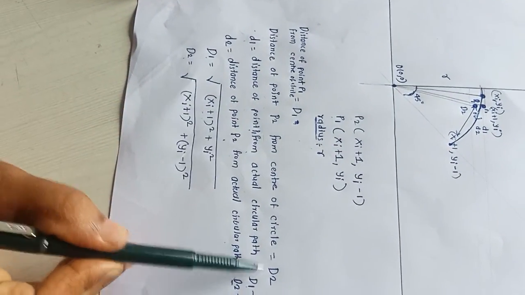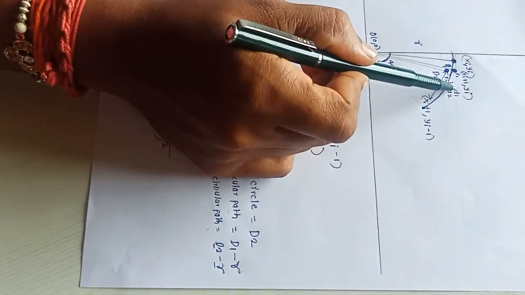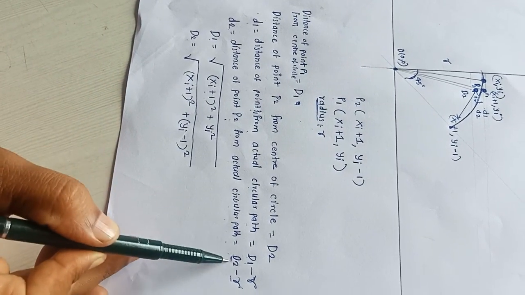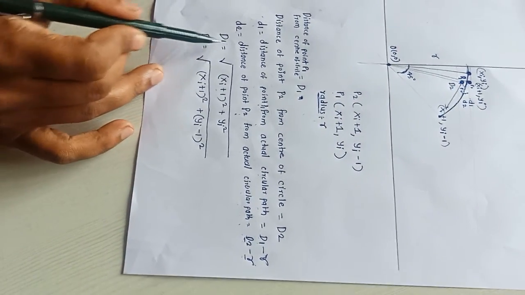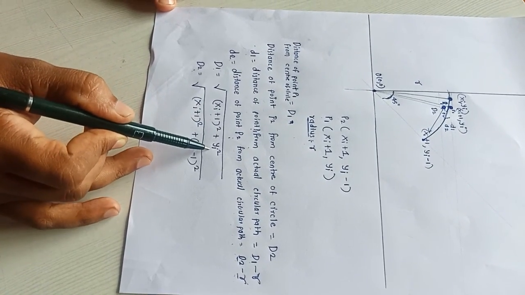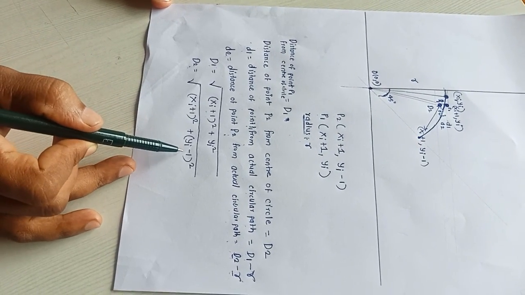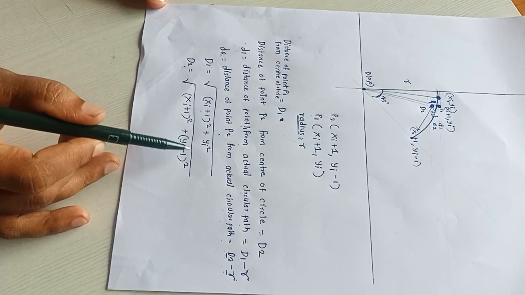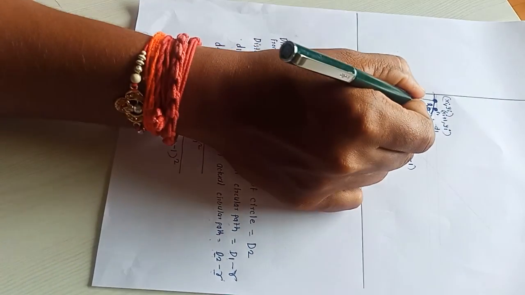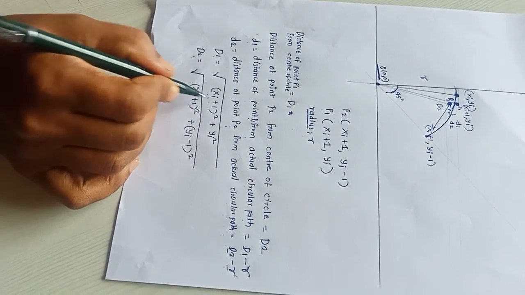Here d1 is the distance of point p1 from the actual circular path, that is d1 minus r. d2 is the distance of point p2 from the actual circular path, that is d2 minus r. By using the distance formula we get d1 as the square root of (xi plus 1) squared plus yi squared, and d2 as the square root of (xi plus 1) squared plus (yi minus 1) squared. Here only the x and y coordinates matter, since the other endpoint has coordinates 0, 0, that's why the formula looks like this.